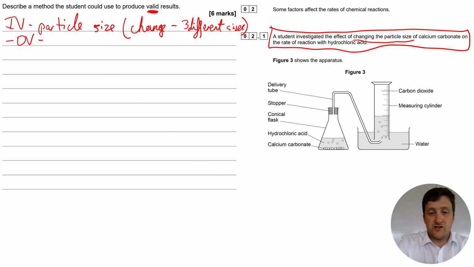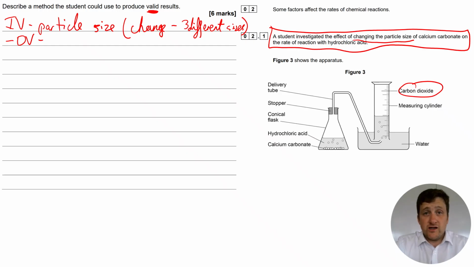What are we going to measure in this? Well, we're going to measure loads of stuff, but what is the particle size actually going to affect? It's not going to affect the amount of water in that trough thing. It's not going to affect the volume of acid or anything else like that. The only thing it is going to affect is the rate of the reaction, so therefore the rate at which carbon dioxide is produced.